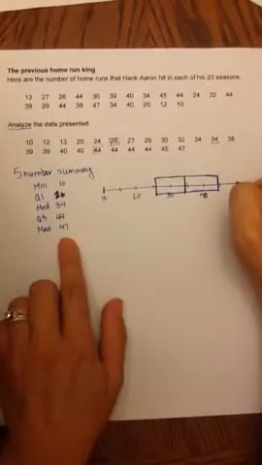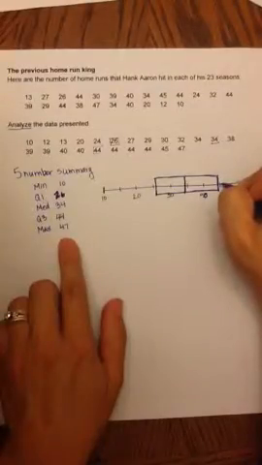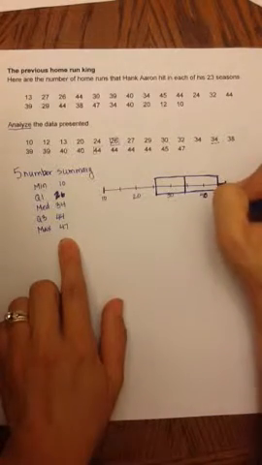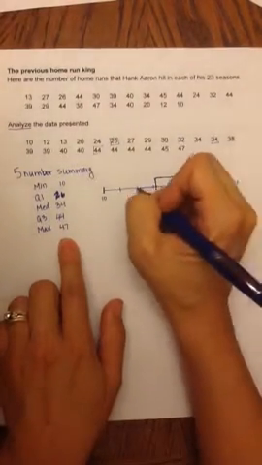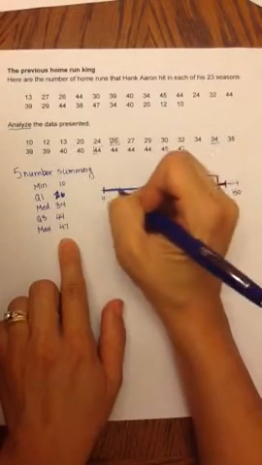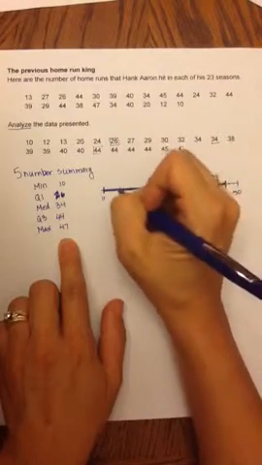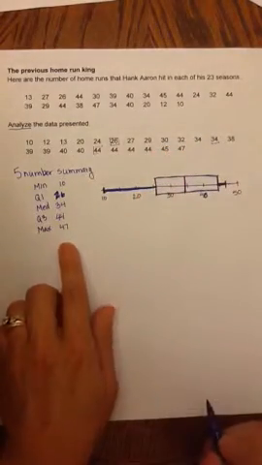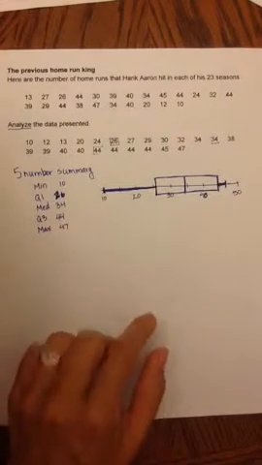And then our last one, this was 45, so 47 should be about here to end our whisker, and we're going to connect the whiskers to our box. Make sure it's clear where your box and whisker plot is. Sometimes it's nice to do those in different colors.